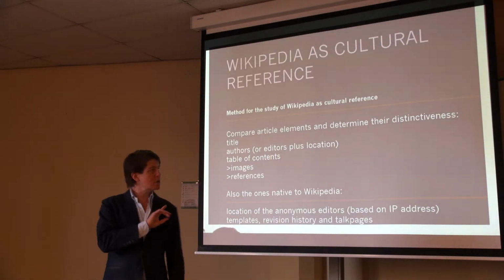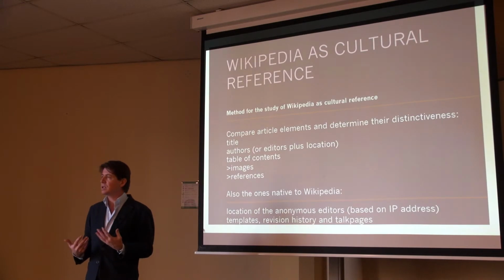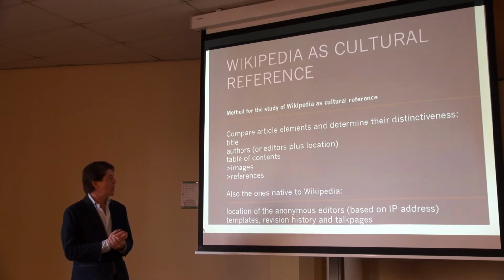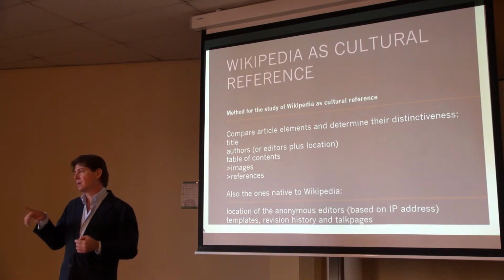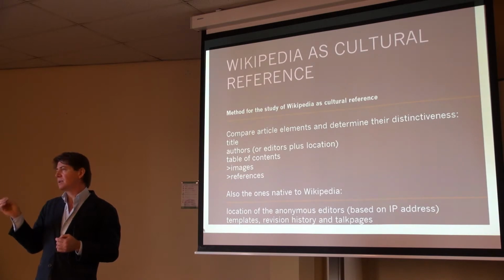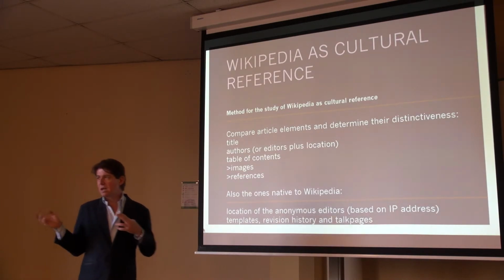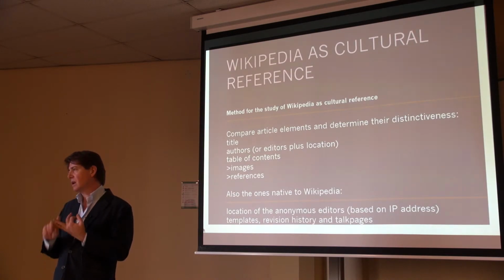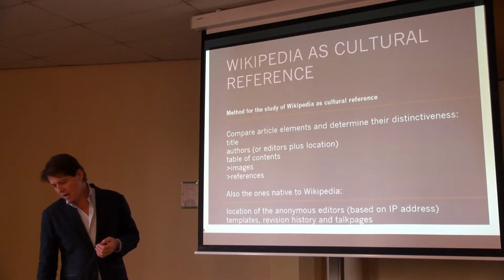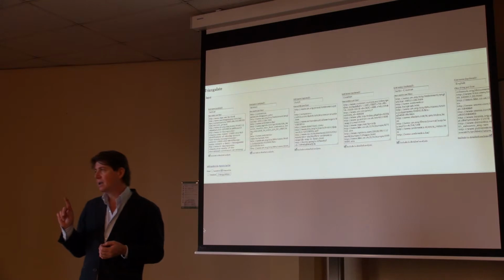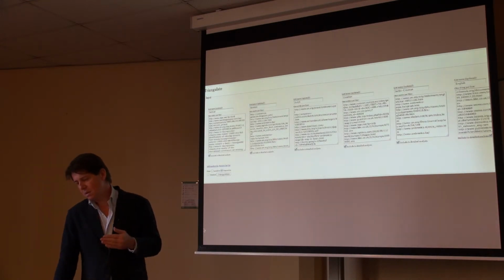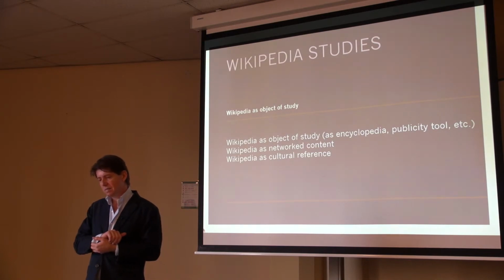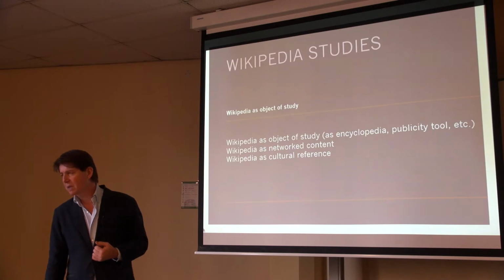In order to study this, we introduced a particular technique, which could also be called networked content analysis, whereby you're looking at the various Wikipedia elements in an article. There are ones that are standard across other encyclopedias, and there are ones specific to Wikipedia, like the anonymous editors and the edit history. We have developed a couple of tools whereby you can compare, for example, the references of Wikipedia articles, as well as compare the images. And these are particular techniques for the study of networked content and Wikipedia as cultural reference.